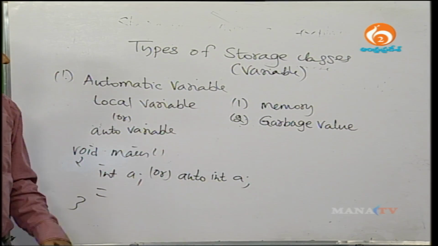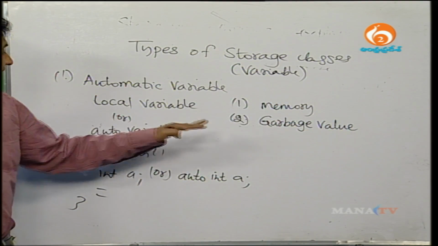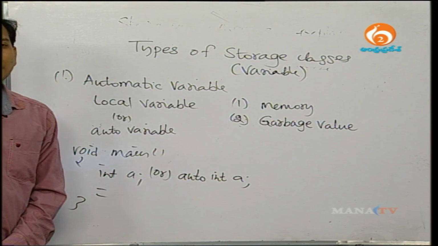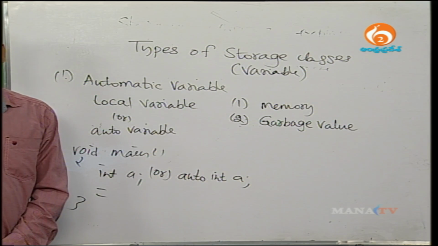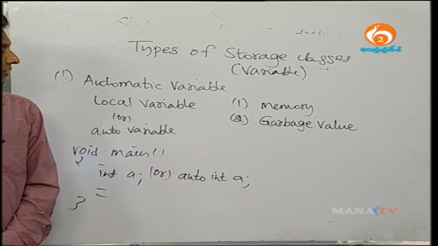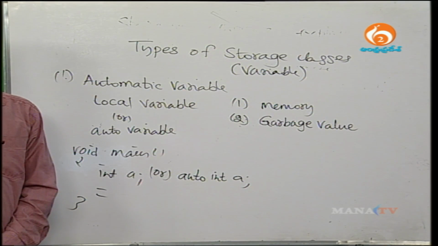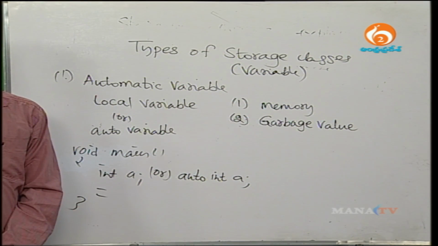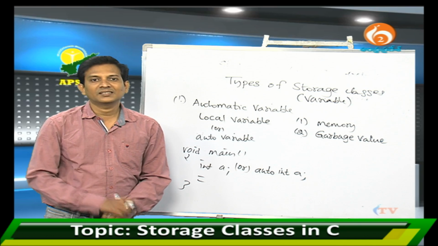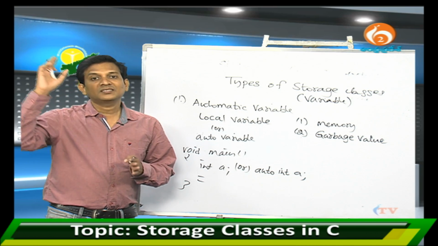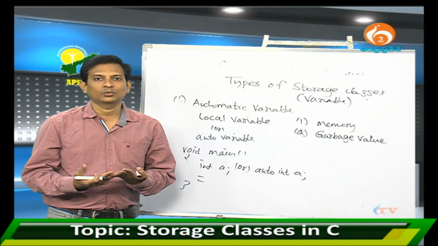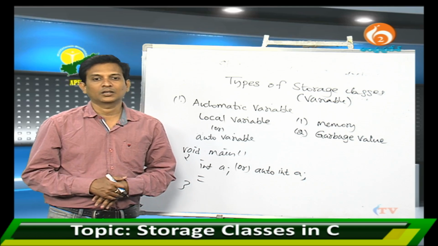Next, what is the initial value of the local variable or automatic variable? The initial value is garbage value. Garbage means undefined value, we cannot define it, not 0, it may be any value. It may be from minus 32,768 to plus 32,767, it may be any value, I cannot define it. That is garbage value.